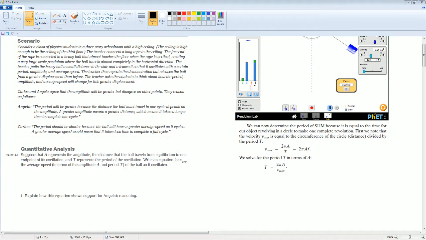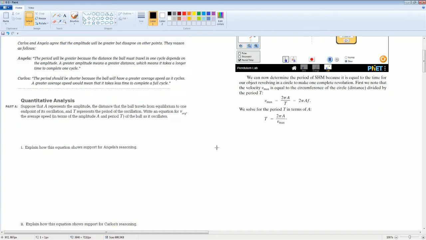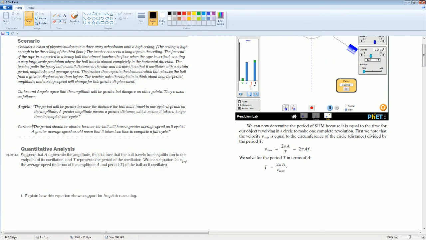All right, so that video should give you a sense of what is happening in this situation. Two students make this argument. Angelica says the period will be greater because the distance the ball traveled in one cycle depends on the amplitude. A greater amplitude means a greater distance, which means it will take longer to complete the cycle. Carlos says the period should be shorter because the ball will have a greater average speed as it cycles. A greater average speed would mean that it would take less time to complete the cycle.